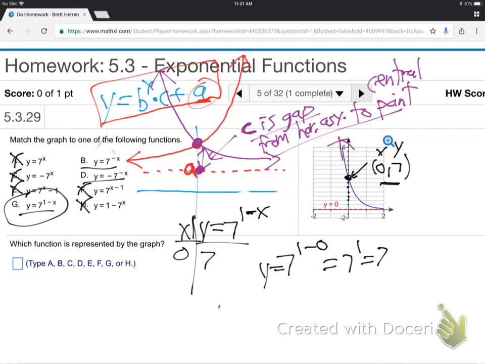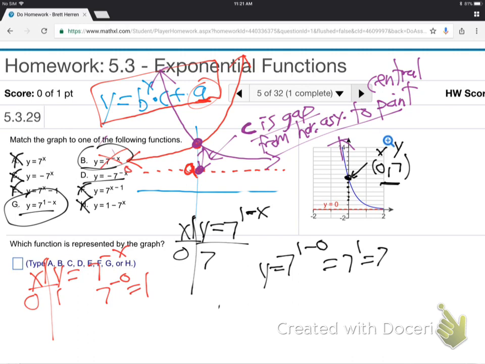Yeah, that's it. And it's tricky. Let's just show that B is not it. How do we know B is not it? Well, if we made a little table for B, and we did 7 to the minus x, put in 0. 7 to the minus 0 would be 1. You think 0 power is 1? 0, 1? No.